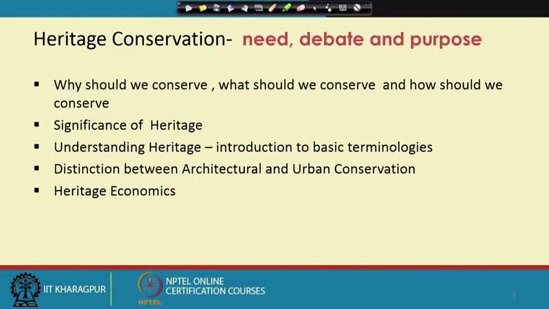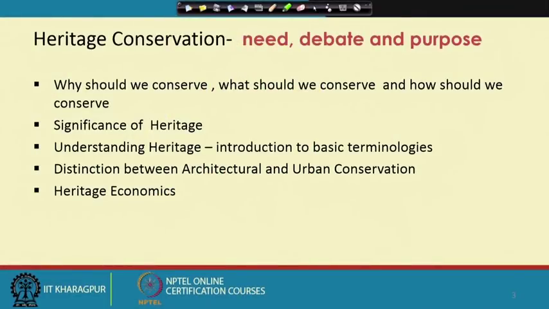Related to that, a very important part is the significance of heritage. What is the significance of heritage in our daily life? Why should we conserve it? What does it mean, not only to us as professionals, but also to common people? They are a very important part of conservation. So understanding the significance, or what is the value of conservation, the evaluation of conservation, is very important. And this evaluation is not always only in economic terms. That is important, but I'm saying it's not the only factor.